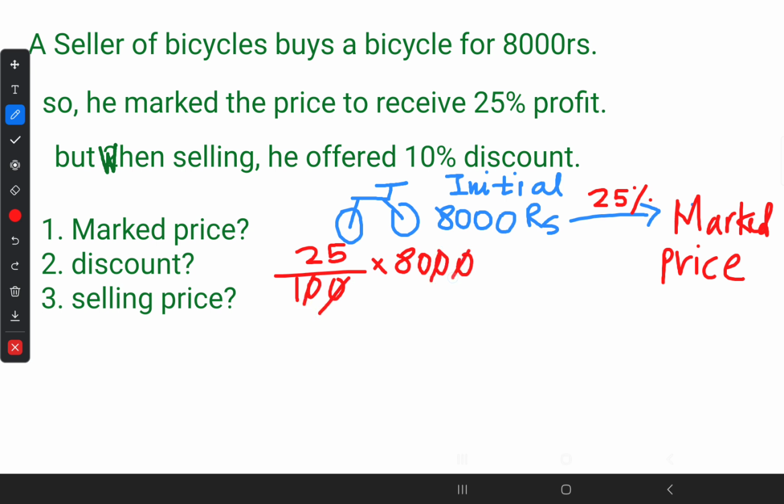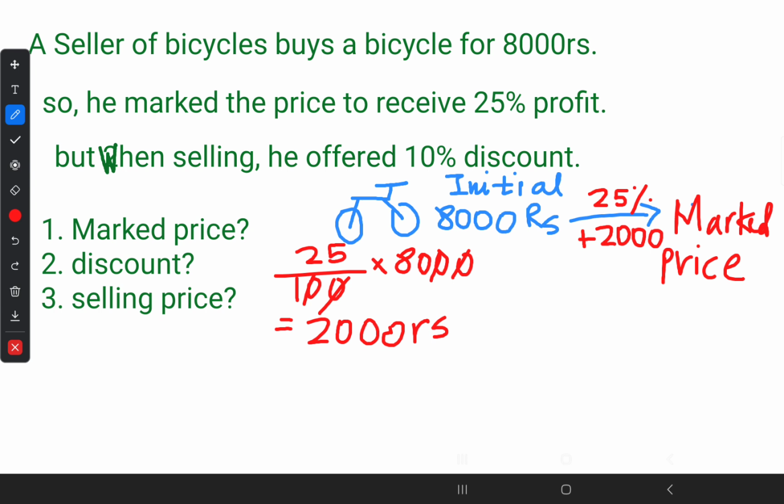So likewise he decided to receive 2,000 rupees as profit while marking the price. In the previous example, I told you from the 1,000, he will mark the price as 1,500. Here we are talking with relative percentage. So he decided to receive 25 percentage profit. So that profit amount was 2,000 rupees. The original price is 8,000. With that, he decided to gain 2,000 rupees as profit while marking the price.